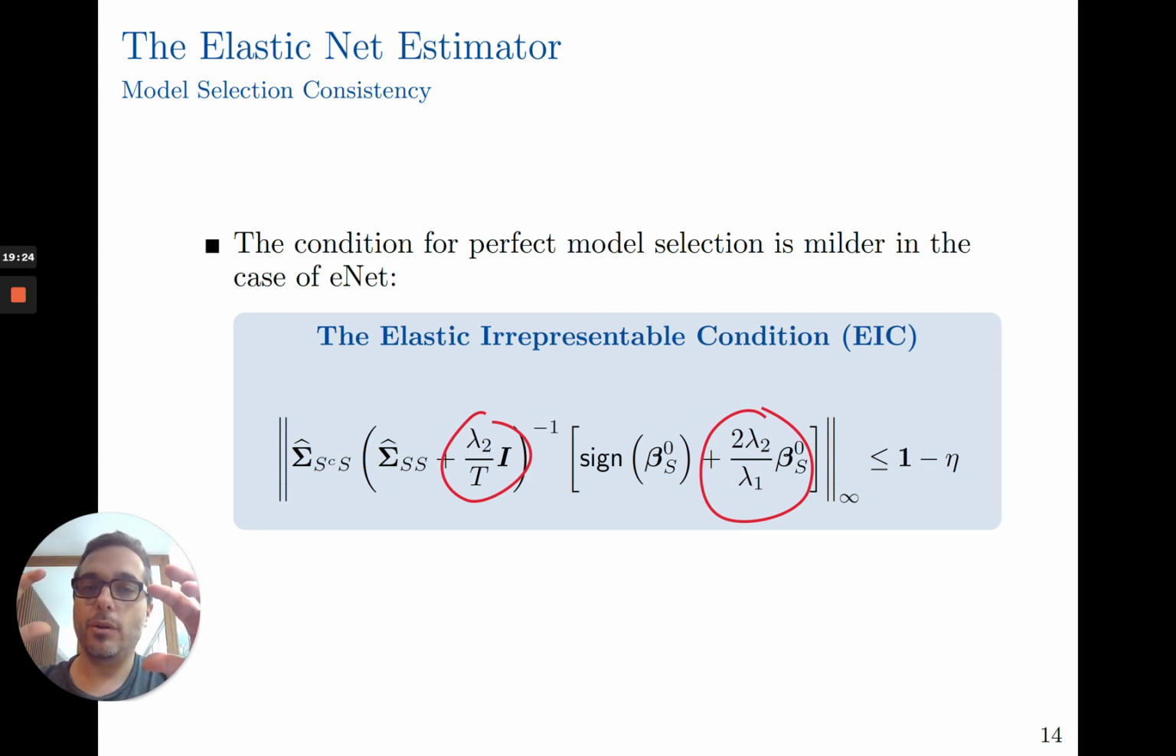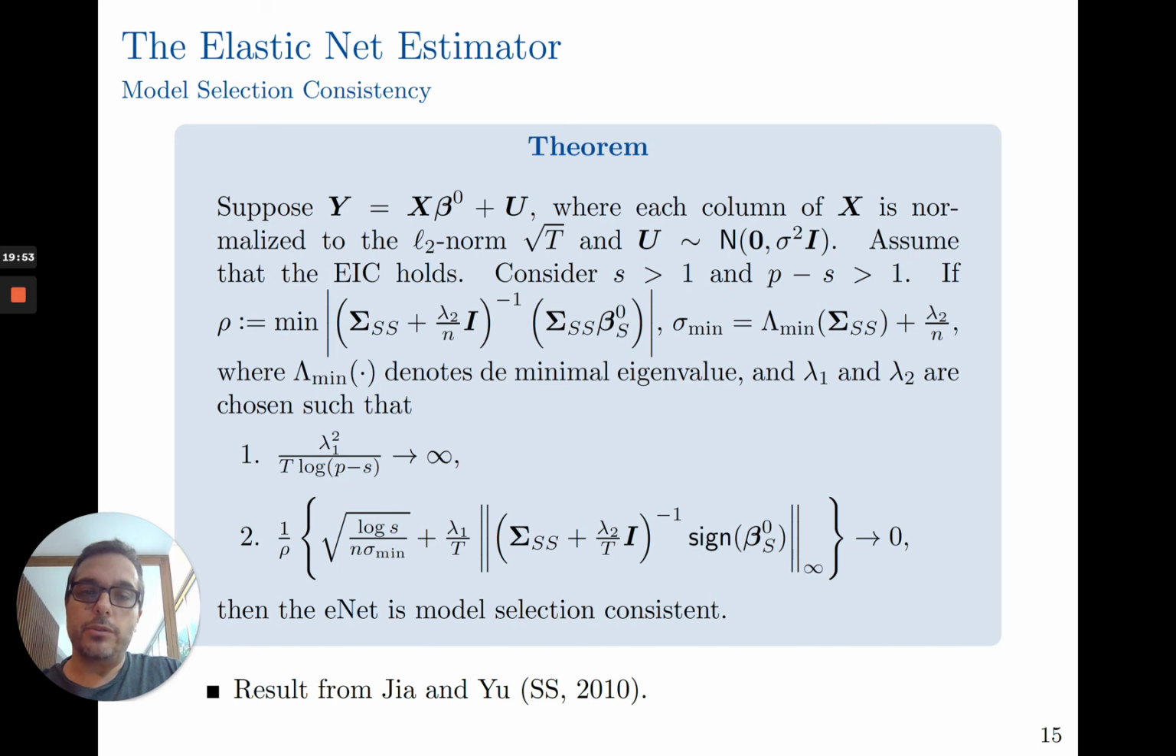Okay, so that's I think the way to go. In the extra slides, you're going to see some simulations comparing both, and you're going to see that doing the adaptive elastic net is much better than just doing elastic net. And when you compare adaptive lasso with elastic net in terms of model selection consistency, adaptive lasso is much better than the simple elastic net. Okay. And I'm not going to go through the details, but basically what is shown in this theorem, from the paper by Jia and Yu, is that if you have the modified irrepresentable condition, the elastic irrepresentable condition, the elastic net will be model selection consistent. Okay.